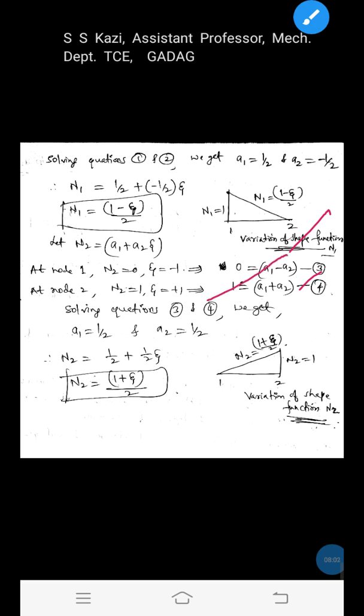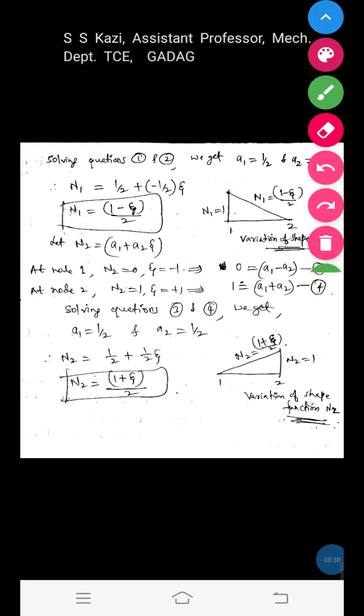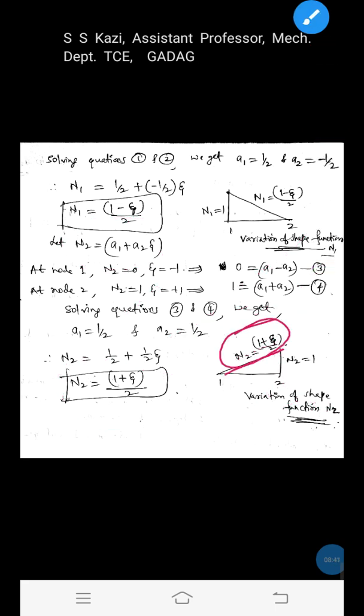By solving these two equations, 3 and 4, we will get a1 is 1 by 2 and a2 is 1 by 2, both plus. Then if you substitute back these two values into this equation, we will get n2 is equal to half plus half zeta. It can be written as n2 is equal to 1 plus zeta divided by 2. The variation of the shape function, if you draw it, is that at node 2 n2 is equal to 1 and it varies linearly. At node 1, n2 is 0, and this linear curve will represent the n2 equation, 1 plus zeta by 2.